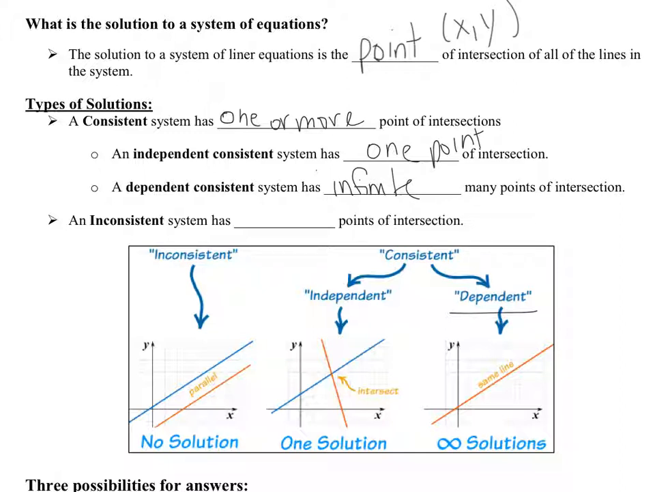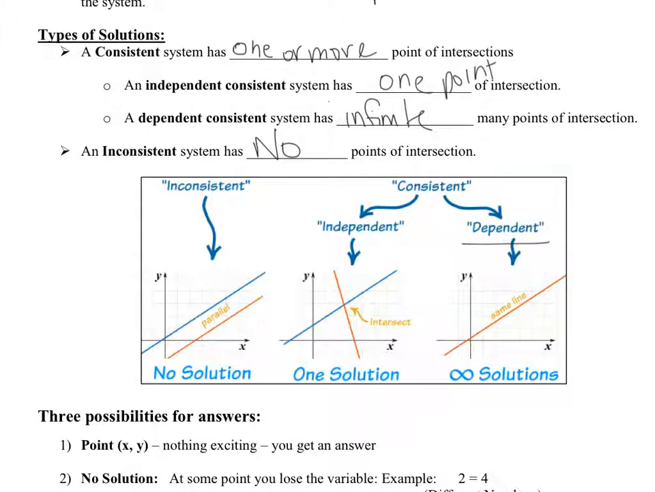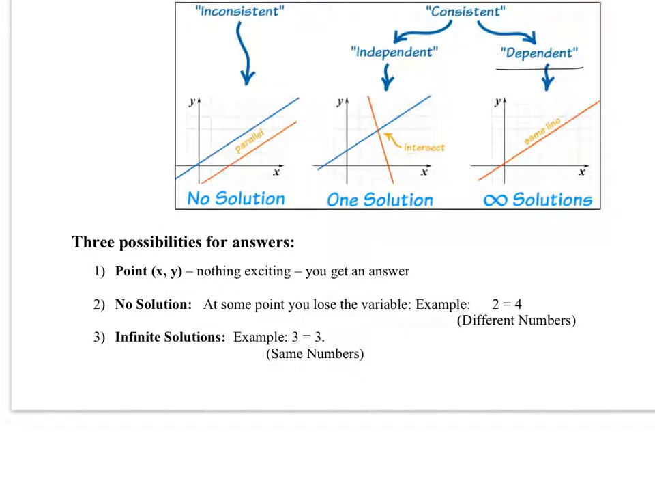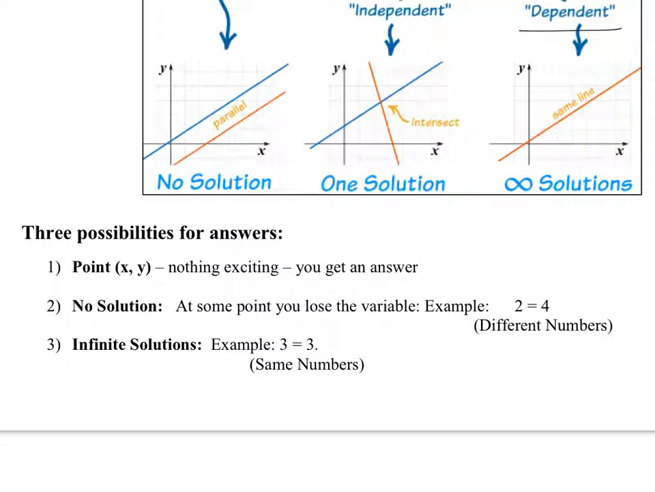Okay? Inconsistent means that they're parallel and there are no points of intersection. Or no solution, we like to call it. So there are three possibilities for answers. Okay, in the end, you get a point. That's our consistent, independent. Okay, if they're parallel, you have no solution, and what happens at the end is you get two different numbers there, and you can tell that it's going to be no solution. And if it's exactly the same, that means you'll always get the same number, and it's the same line like here.